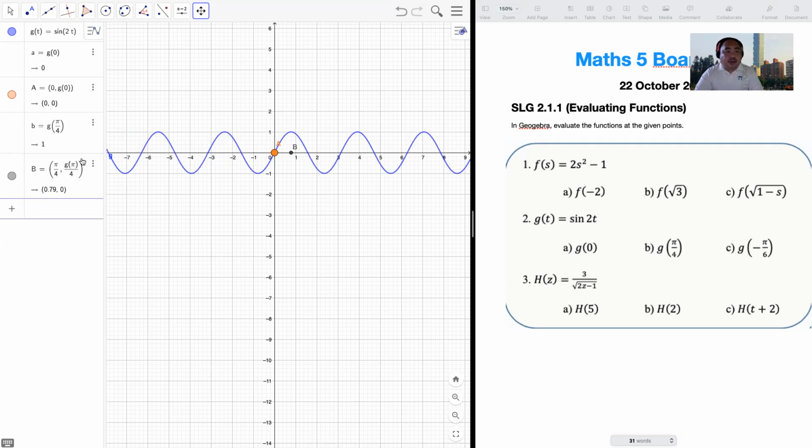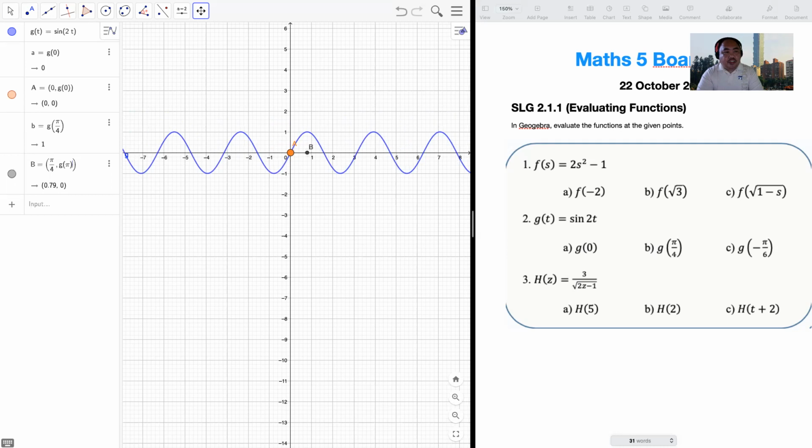Oh, I'm sorry. Let's do g of pi over 4. There. All right. So you will see in your graph that indeed g of pi over 4 is 1. Okay, so if we are going to be trite about it, by the way, you can change the scaling of the x-axis if you want to see your x-axis in terms of pi. Okay, so let's see that.